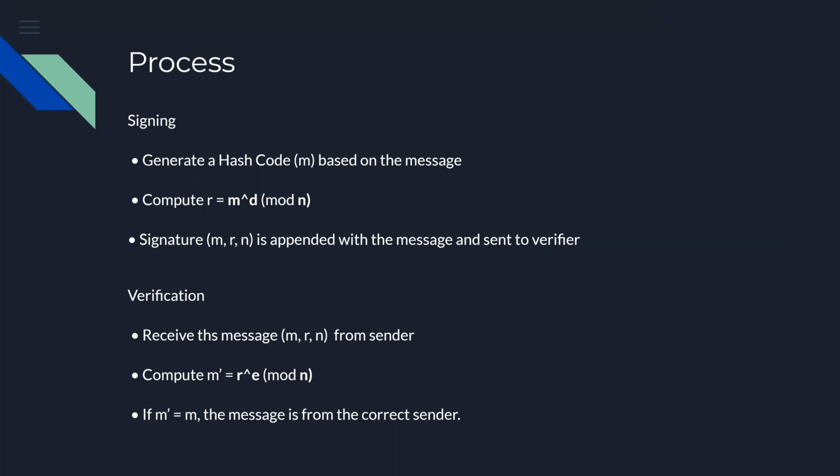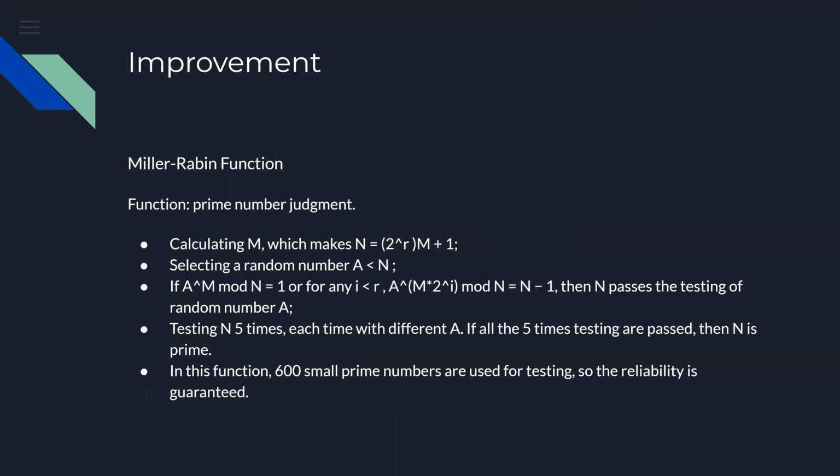The receiver needs to use the same hashing algorithm and combine it with the sender's public key to calculate, like decrypting it. At this point, the receiver needs to compare the computed result with the hash code received. If they are the same, the receiver knows that the sender is correct and the message has not been tampered with by someone else. However, this algorithm also has some limitations.